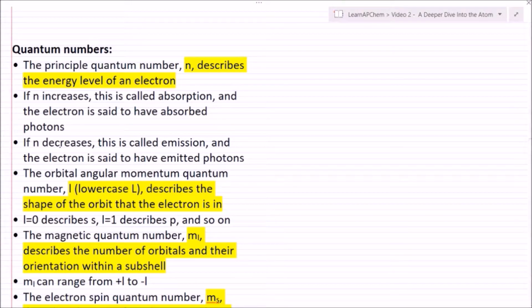Now we have the orbital angular momentum quantum number, which is denoted as this lowercase l. Describes the shape of the orbit that the electron is in. So l equals 0 describes s, l equals 1 describes p, and so on. So l equals 2 would be d, l equals 3 would be f.